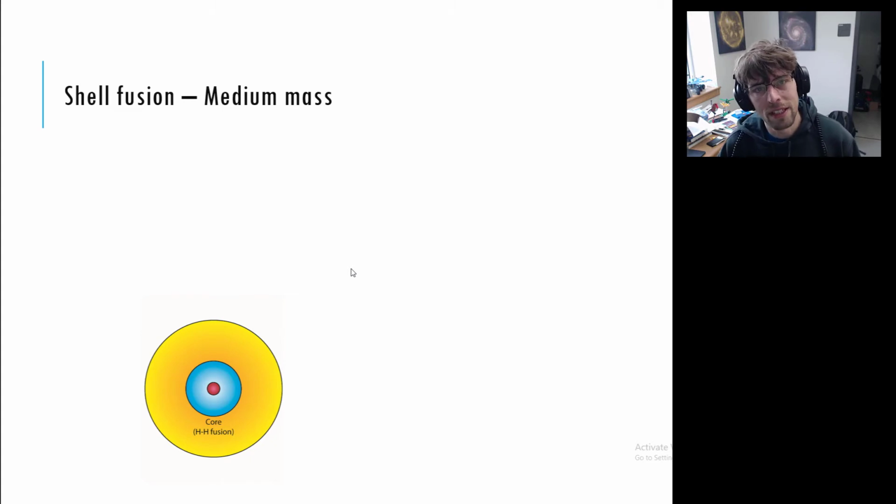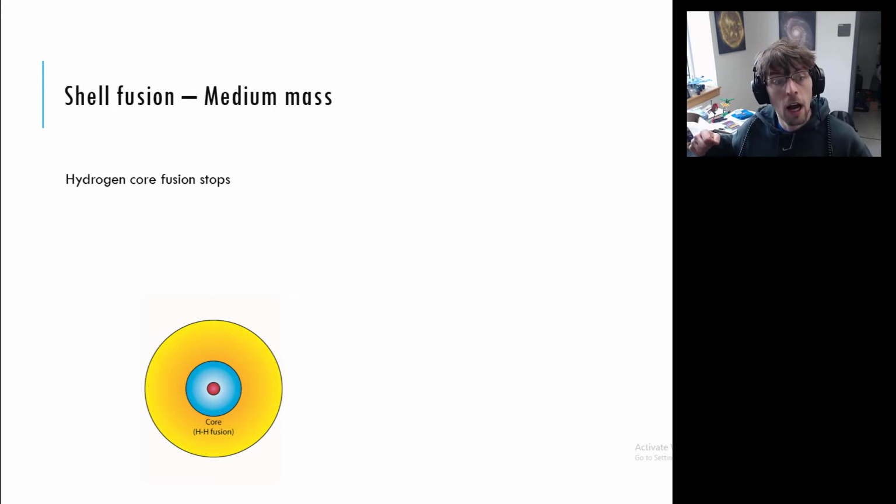Now I have to introduce this idea of shell fusion. So imagine for a moment that we're dealing with a medium mass star. It gets a dirty gas tank, and so the helium in the core does not participate in the fusion process. However, the first thing we can think about is that the hydrogen core fusion stops. Now, because that fusion in the core has stopped, the temperature of the core will drop and the star will start collapsing, start compressing.